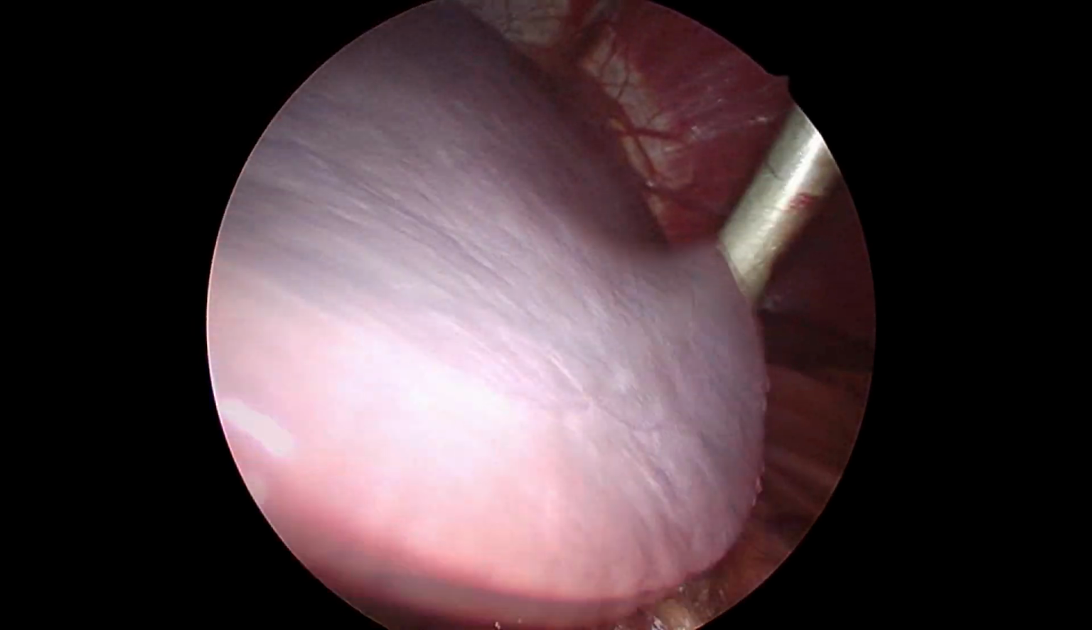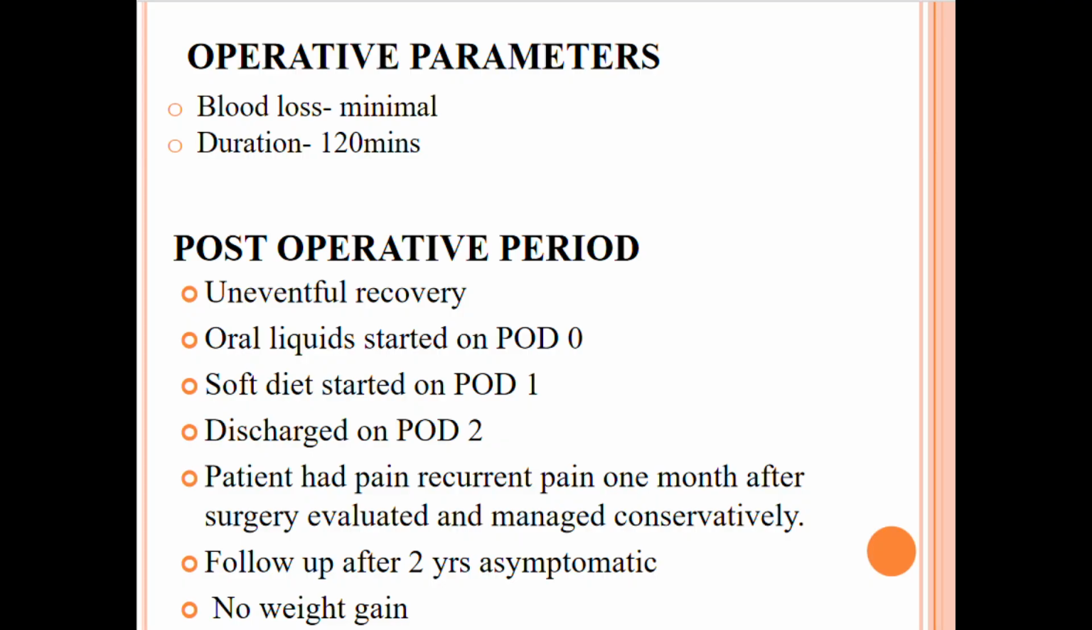The patient's blood loss was minimal. As you can see, it was a clean surgery. Duration of the surgery was 120 minutes. Post-op was very uneventful and rewarding. He was started on liquid diet and discharged on day 2.